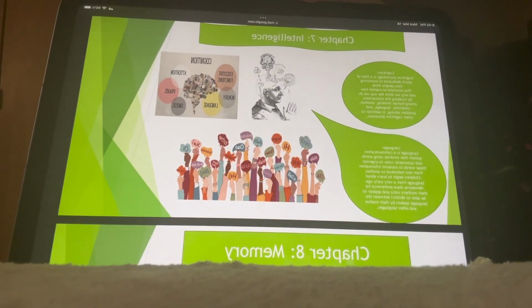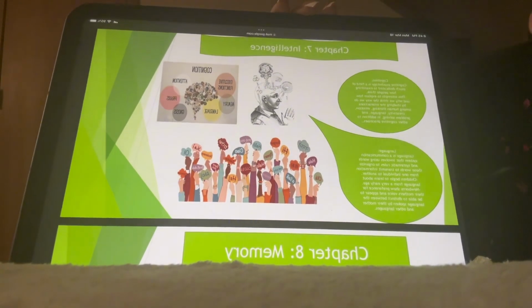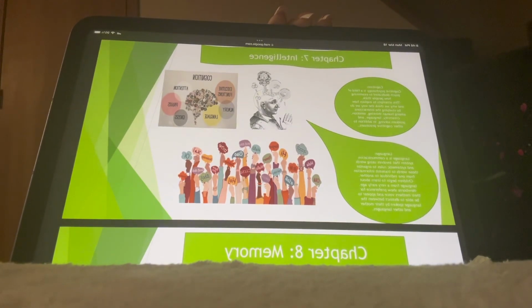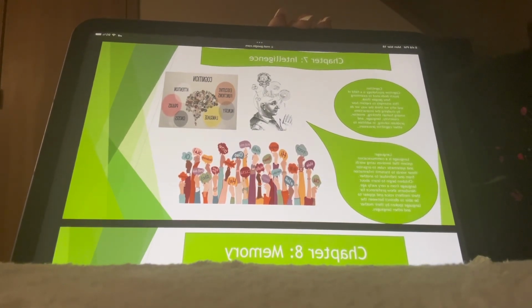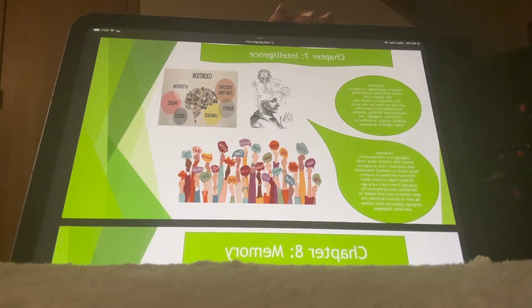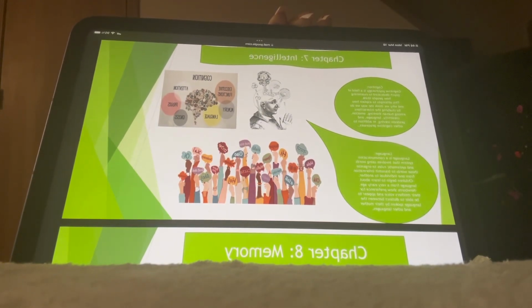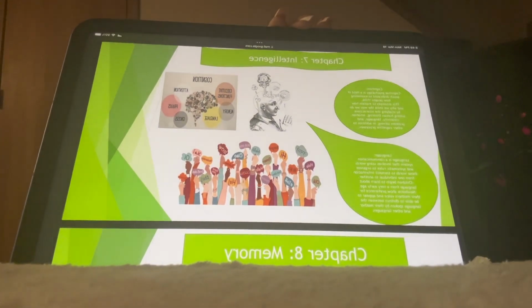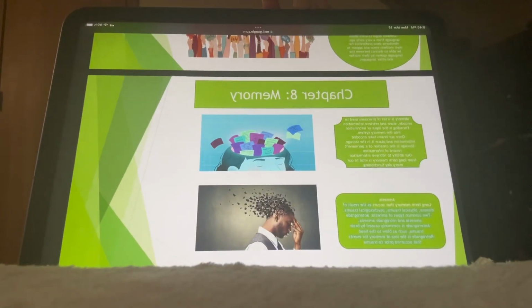An interesting thing is that children from a very early age show preference to their mother's voice and appear to be able to distinguish between the language spoken by their mothers and other languages. All right, we have chapter 8, which covers memory.